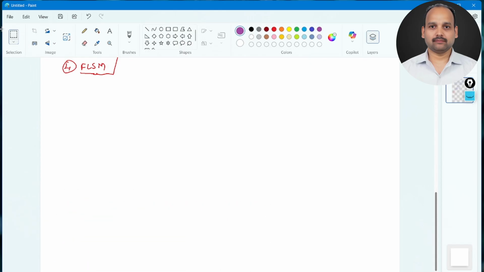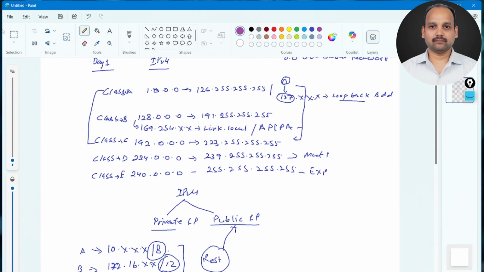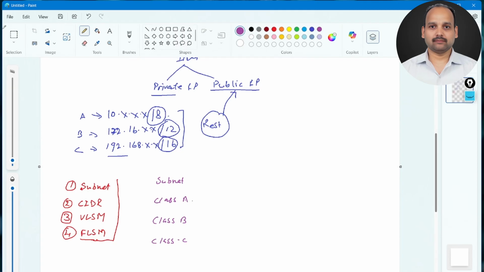So today we need to start with the subnet, what is the subnet. The subnet has three classes only: class A, class B and class C. If you recall, as a customer, as an individual, we can use only these three classes. So subnet is written only for class A, class B and class C.